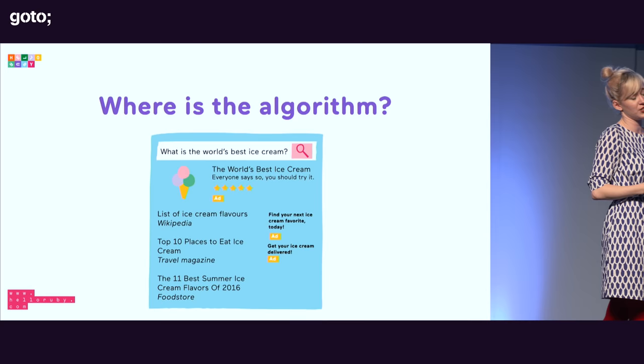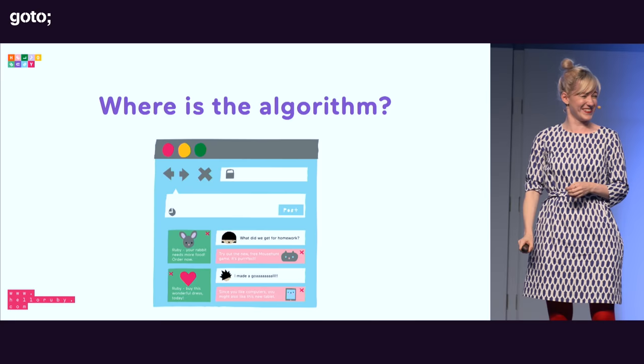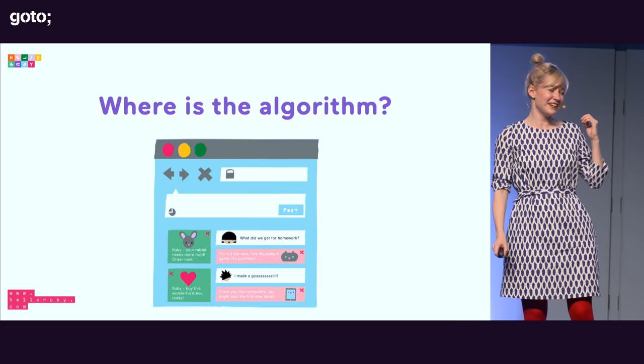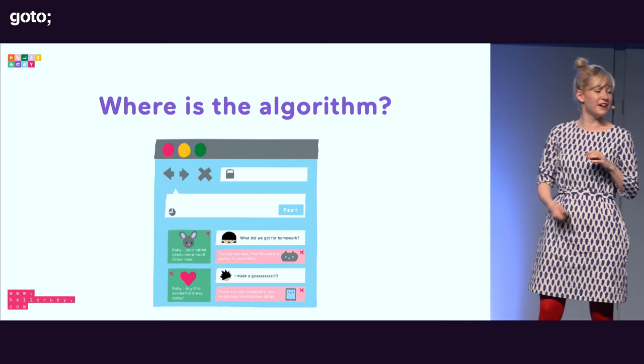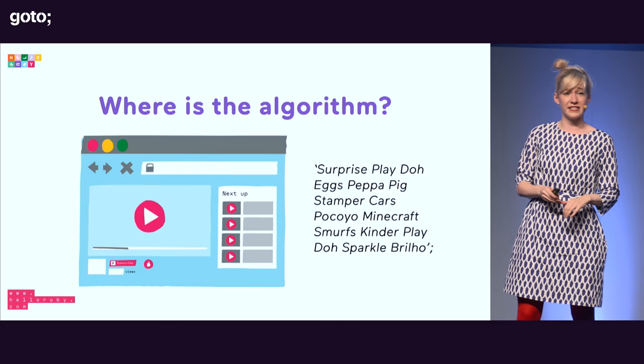What about a social networking site? Ads, the kids know already. But also the kinds of updates you see, because the social networking site optimizes for retention. And the longer you stay on the site, the happier the investors. And then finally, I show them YouTube. And I ask, where is the algorithm? Again, in the ads, and also in the next videos, the kinds of videos you get served.